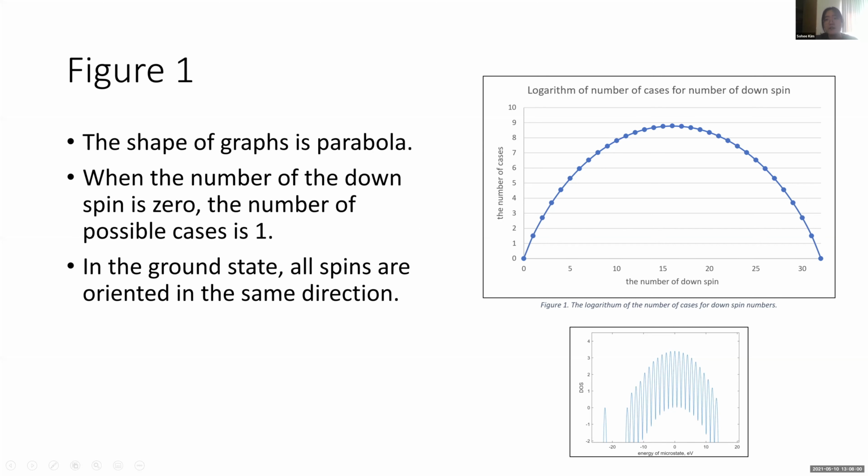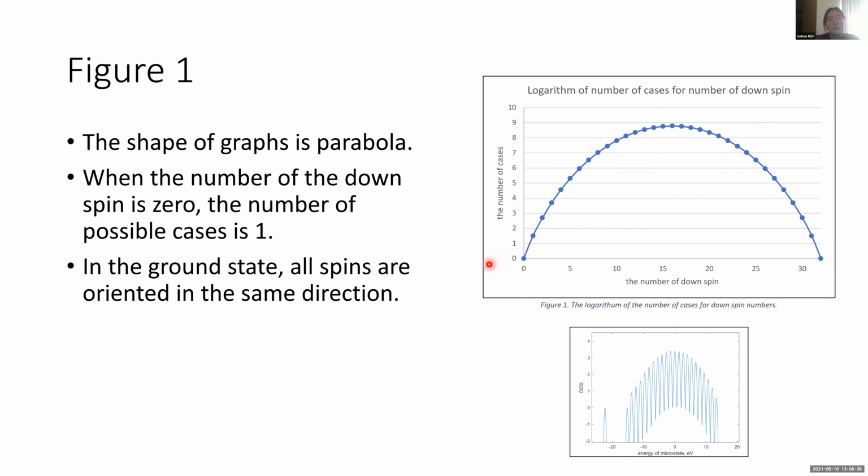First, the figure shows the logarithm of the number of cases for the number of down spins. As you can see in this graph, the shape is a parabola. This shape is really similar to the density of states graph at the bottom part. Both graphs have the shape of a parabola.